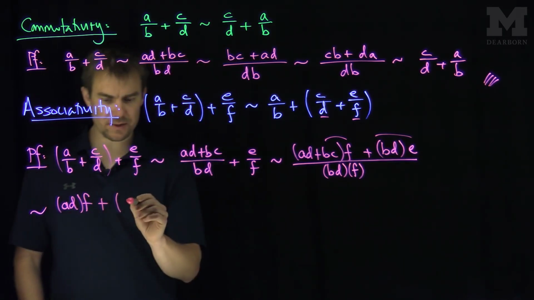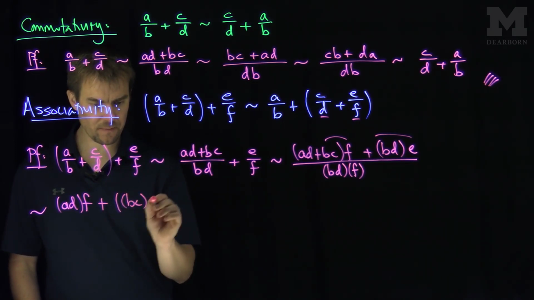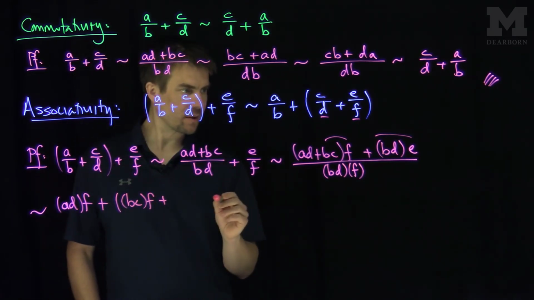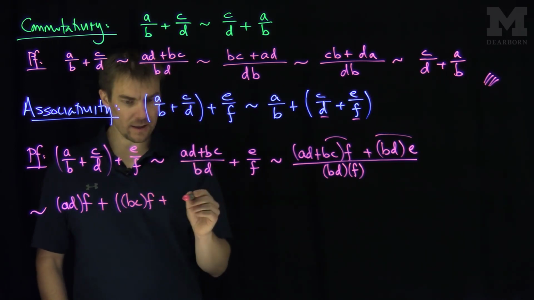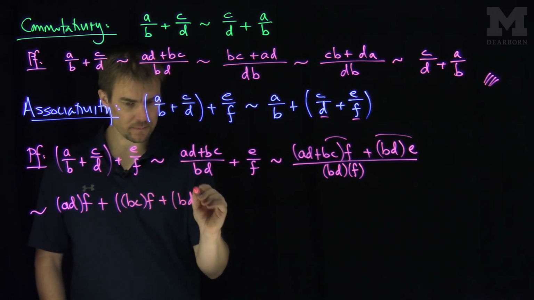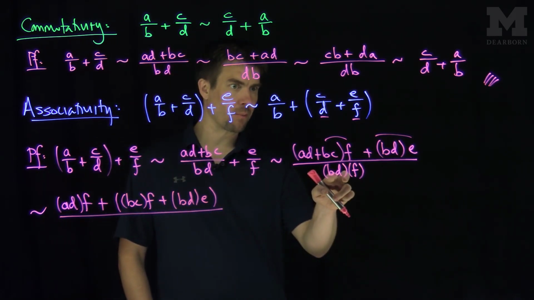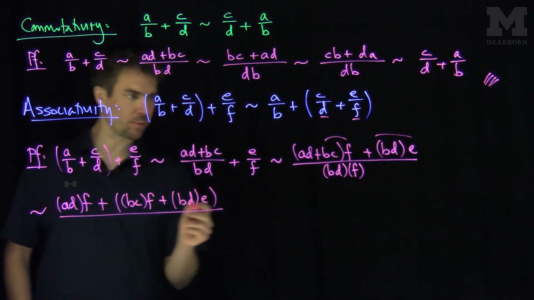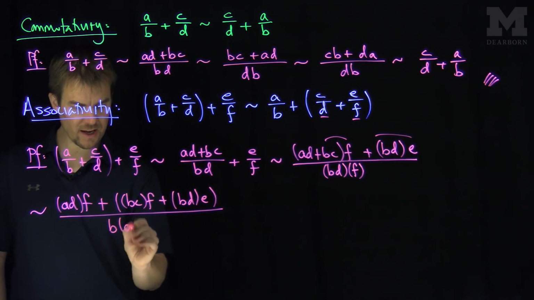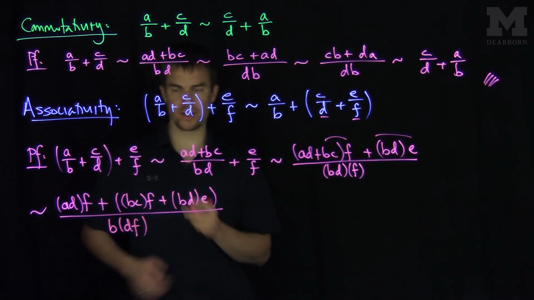And then plus, I'm going to associate that, BCF plus BDE, all over, and I'm going to pull out the B and associate the multiplication. So this is going to be B times DF by associating that.